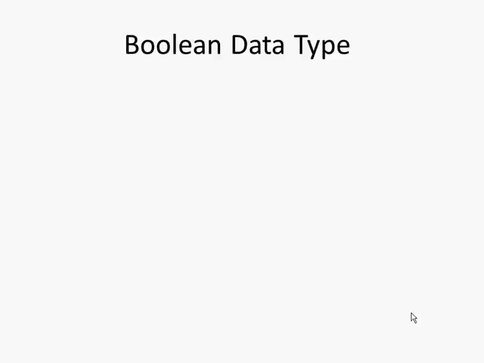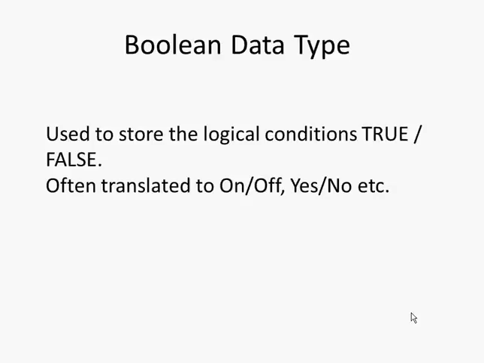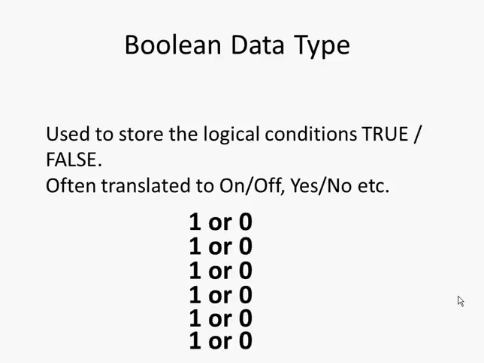So back to the Boolean data type. The definition was used to store the logical conditions true or false, often translated to on, off, yes, no, 0, 1, etc. And if we have a series of these and combine the different states and the different combinations of states, we can have quite a powerful piece of logic and a powerful set of instructions.